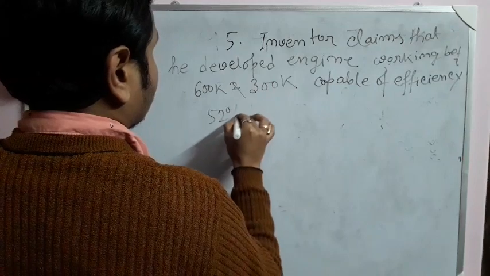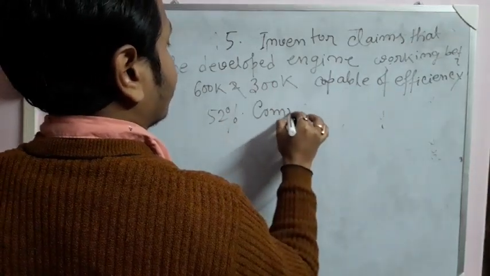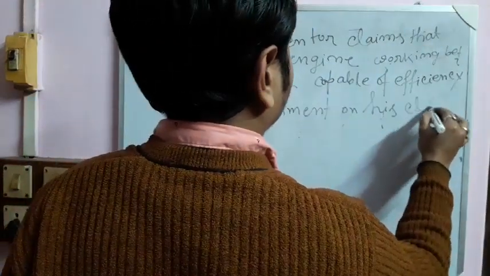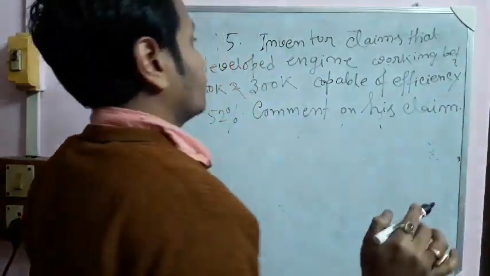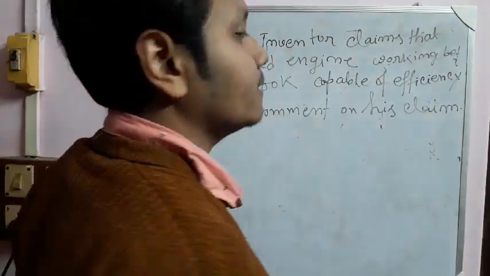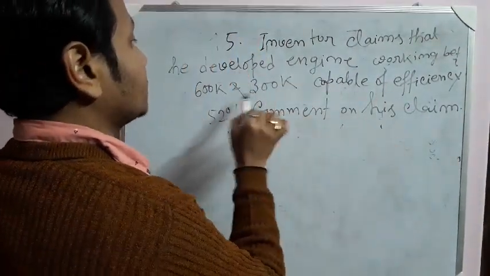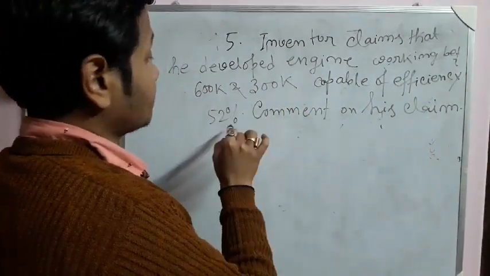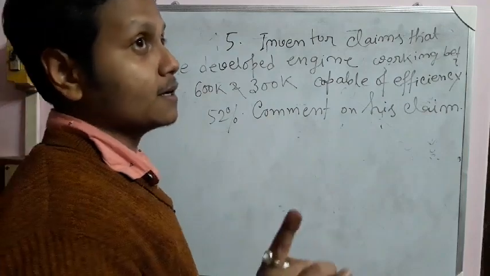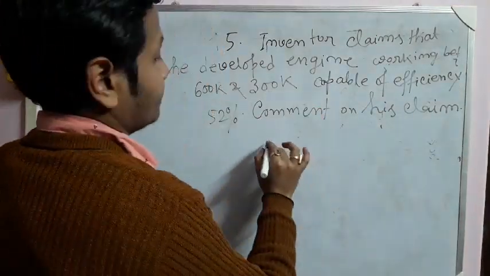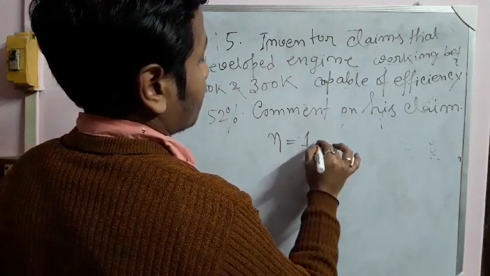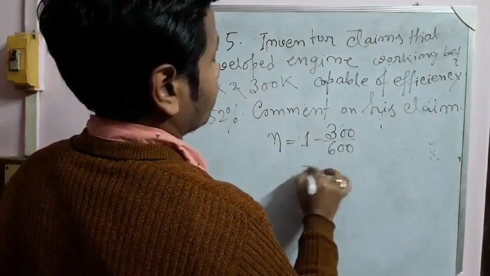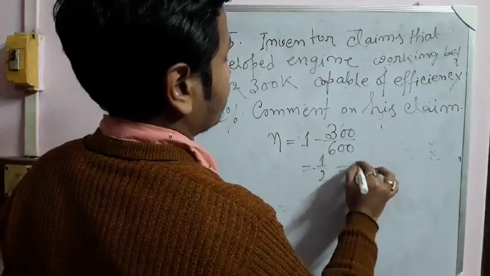So the question is: comment on his claim. Good question. He said that he invented an engine which is working between these two temperature limits, and that engine has the capability of efficiency 52%. So at first you have to find out the efficiency. That is 1 minus T2 upon T1, 300 by 600, that is half, that is 50%.